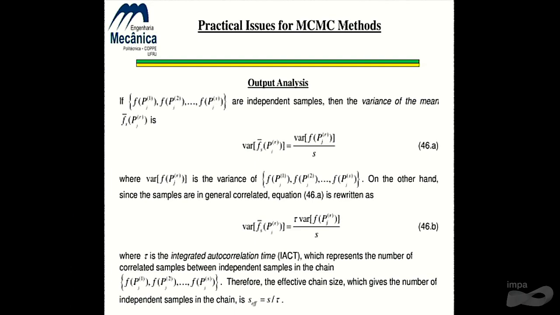But this would be the case if all the samples were independent. Since you're generating the samples with this Markov chain by taking those steps, they are always correlated. So actually, instead of dividing by S, you have to divide by S divided by tau, where tau is this integrated autocorrelation time. Tau is like the number of samples that you need to skip in the chain in order to get another independent sample. So this is the meaning of tau. S divided by tau is like the number of effective independent samples that you have in your chain.